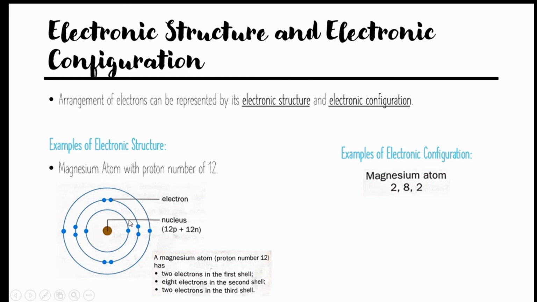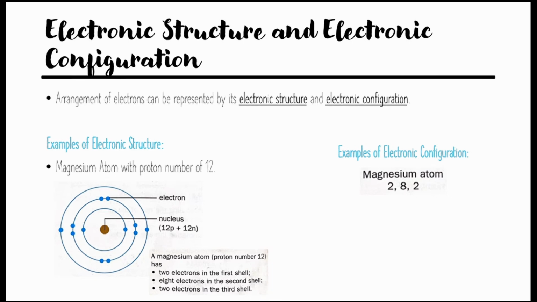Look at this. We know that the first shell can hold up to 2 electrons. So let's put 2 electrons in here. The second one can hold up to 8 electrons. 1, 2, 3, 4, 5, 6, 7, 8. And the third electron shell can hold up to 18 electrons. But since we have only 2 electrons left, we have to put 2 electrons in the third shell.